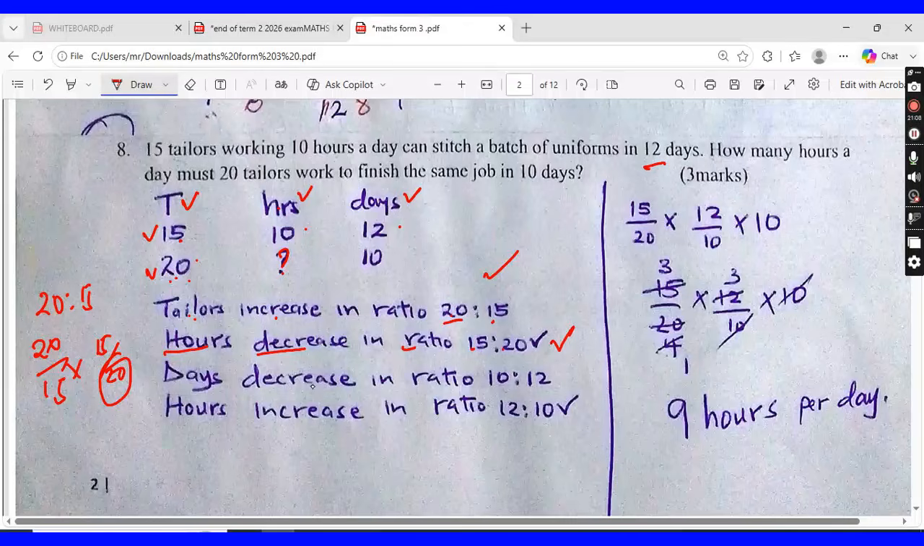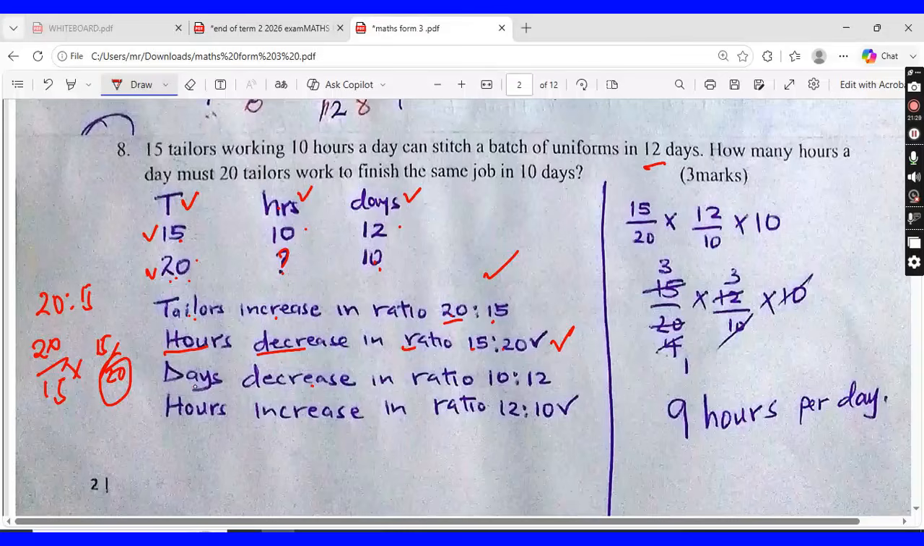Days decreased. Well, the days have decreased from 12 to 10. Automatically, if the days have decreased, then the number of hours must have increased for the days to decrease. They were doing work for 10 hours. This time round, they could be working 15 hours so that the days will reduce from 12 to 10.